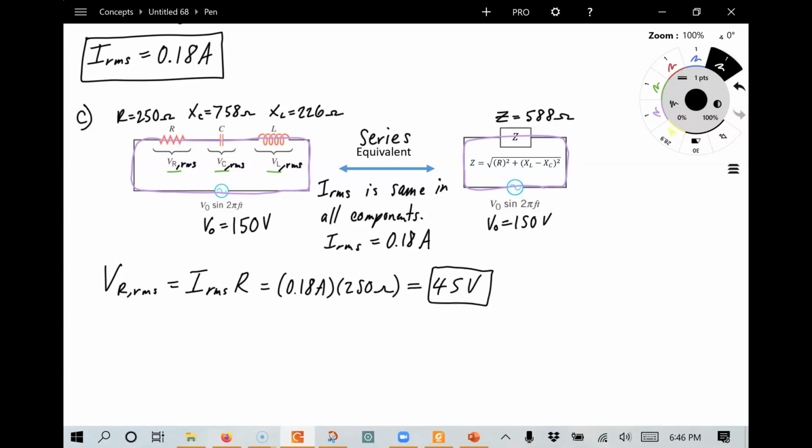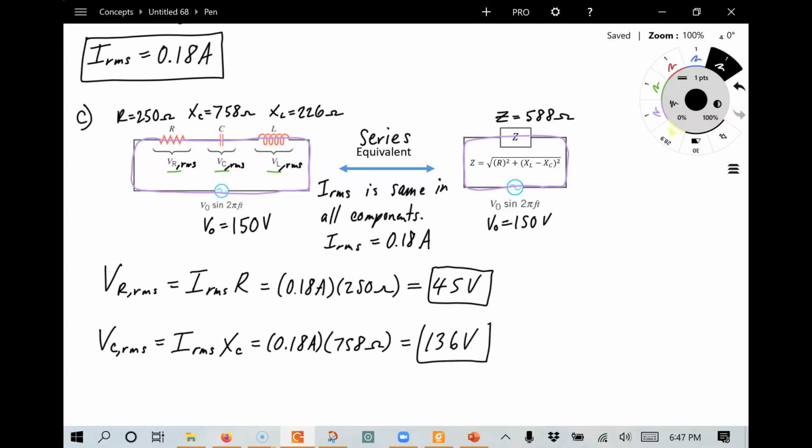Now for the capacitor, we can use a similar type of equation. I call it an Ohm's-law-like equation. It says that the voltage across the capacitor is equal to I times, not R, XC. That's the thing that resists current in a capacitor. So in this case, remember, it's going to be the same current again, and then we multiply by the capacitive reactance, 758 ohms. That gives us about 136 volts across the capacitor.